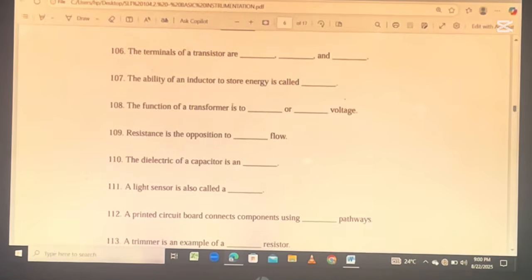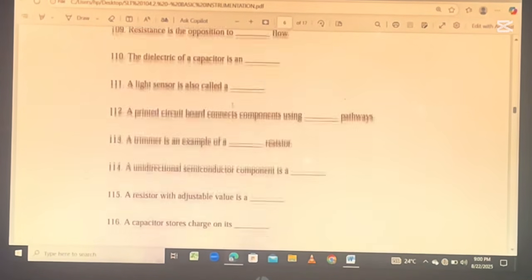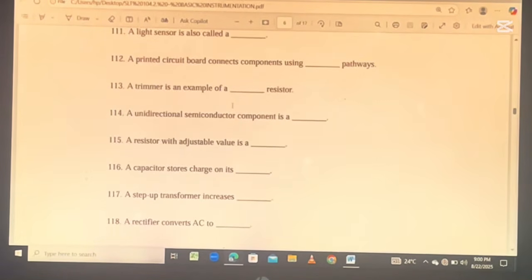It uses conductive pathways. Now, a trimmer is an example of a dash resistor. A trimmer is an example of a variable resistor. A unidirectional semiconductor component, we've talked about that before, is a diode because it allows current to flow in one direction only. Now a resistor with adjustable value is a dash, a variable resistor.